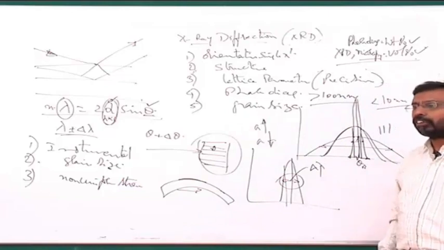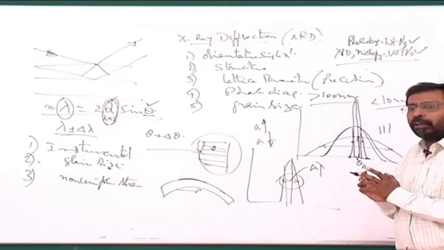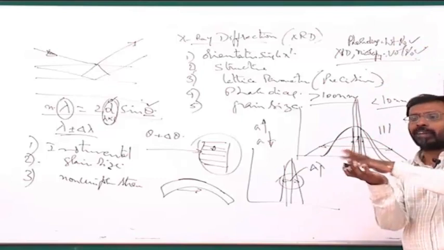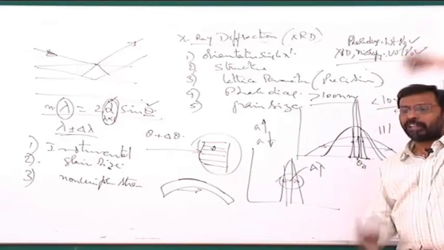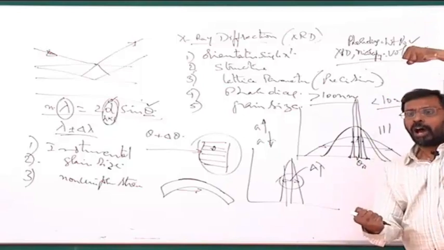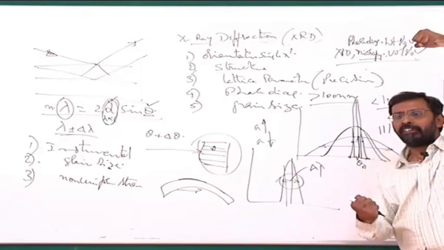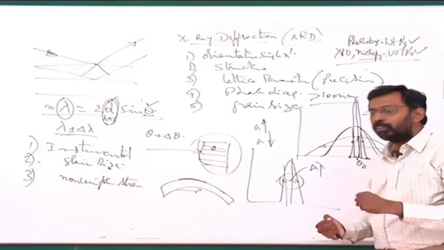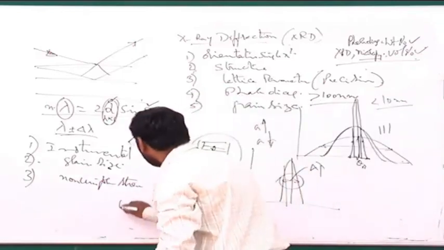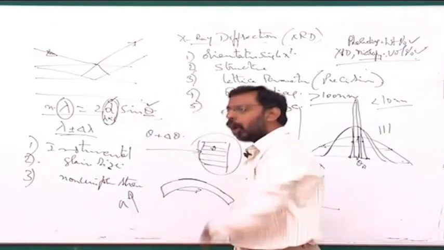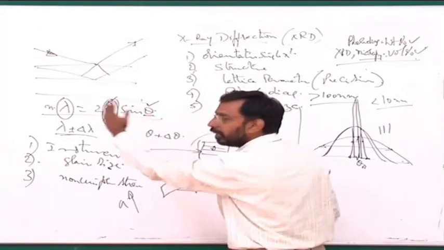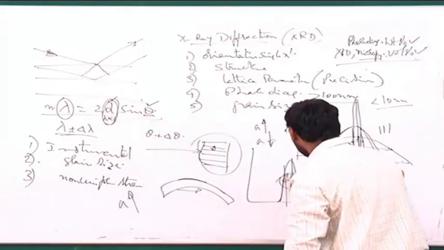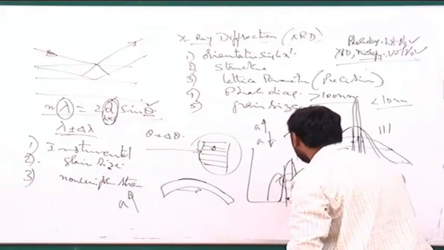Instead of this distortion, if all of the sample goes for an expansion or compression, a uniform compression or a uniform expansion, for example if I apply a tensile load on a single crystal and there is an expansion in the material, then a has increased in all the planes, so the d has increased and the theta decreases. That means this peak, instead of coming like this, will come like this.